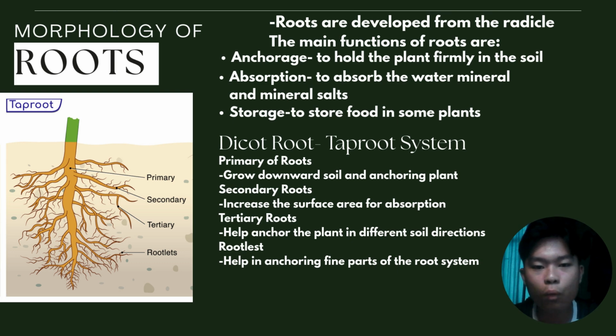For dicot roots, which are a taproot system, the primary root grows down into the soil and anchors the plant. The secondary roots increase the surface area for absorption. Tertiary roots help anchor the plant in different soil directions. Lastly, rootlets help in absorbing from the fine parts of the root system.